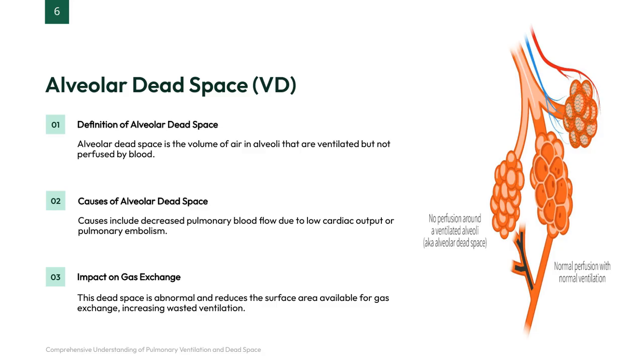Now, let's focus on alveolar dead space specifically. This is the volume of air that reaches the alveoli. That's where gas exchange should happen, but isn't actually perfused with blood. Think of it as air in alveoli that are ventilated but not perfused, so no oxygen gets into the blood, and carbon dioxide isn't removed effectively. We often denote alveolar dead space as VD, and understanding this helps us grasp how different pathological states can impair overall lung function.